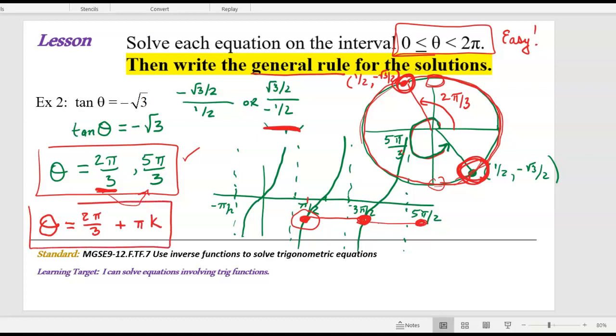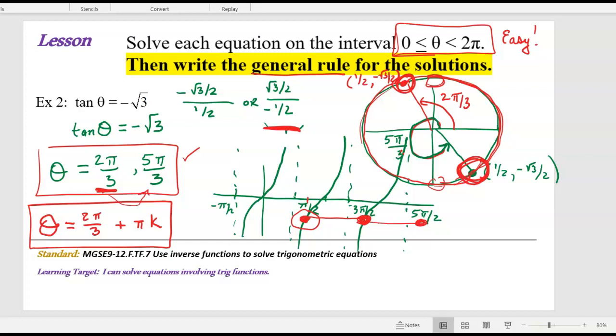That is the general rule. Okay? So I just want to be clear. If you're asked to find solutions between 0 and 2 pi for tangent, you're going to get two answers, but the general rule will capture both of those. So there's only one general rule. And if you want to test this out, you can test this out.